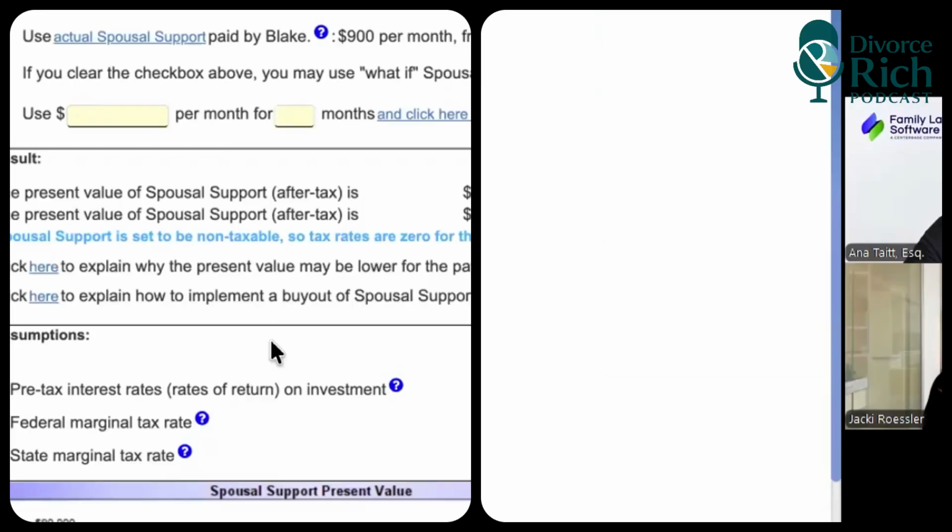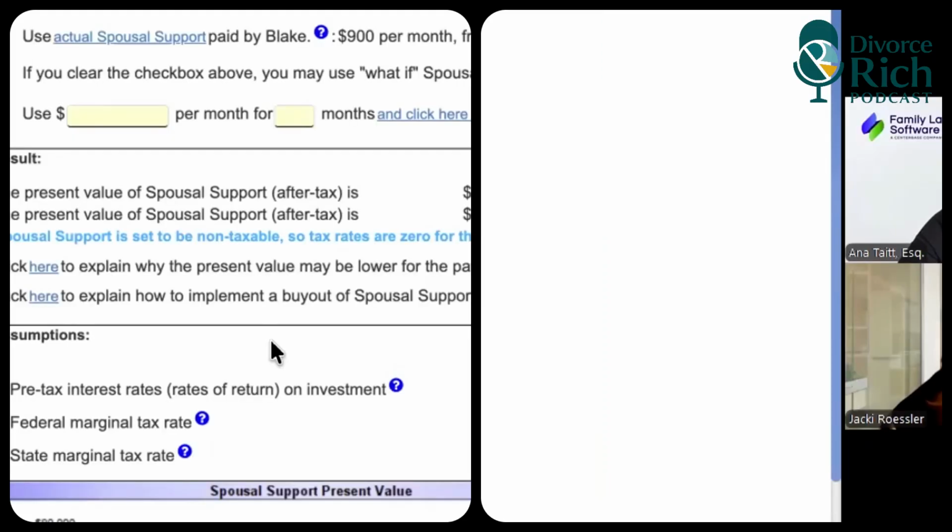So it does make sense to use a rate. In the cases that I work in, there's wiggle room on the rate. In other states, there might be a certain rate you have to use on a present value. But in Michigan, based on my understanding, we can negotiate the rate.